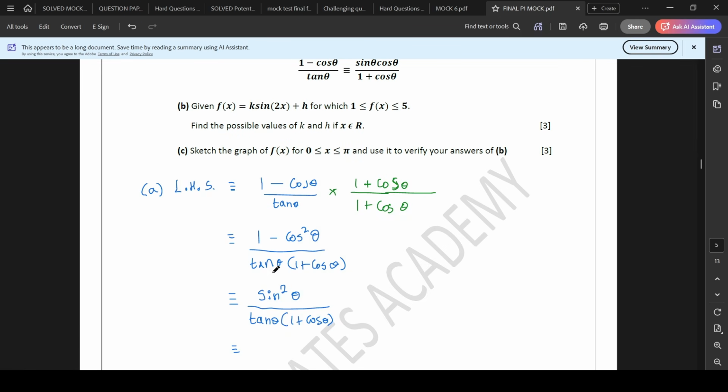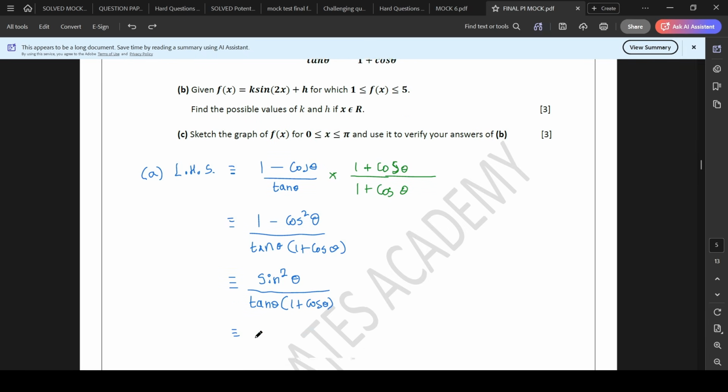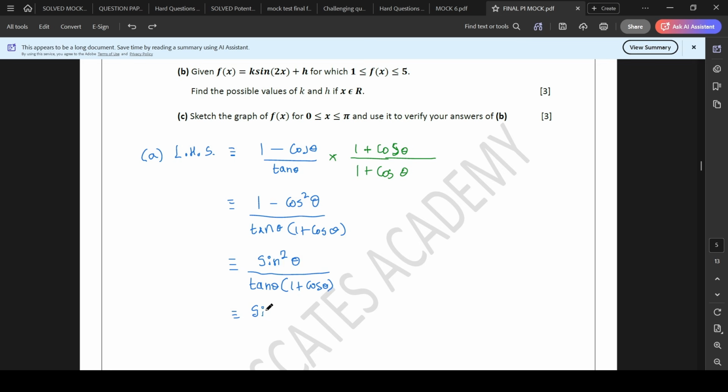So now I want on the top only sine theta, not sine square theta. And I also don't want tan theta in the bottom. So I'll open the tan theta as sine theta by cos theta and cut one of the sine square theta with the sine theta in the denominator, and the cos theta that I'll be getting, I'll throw it upwards. So let me show you what I mean by this. I have sine theta multiplied by sine theta divided by sine theta by cos theta multiplied with 1 plus cos theta.